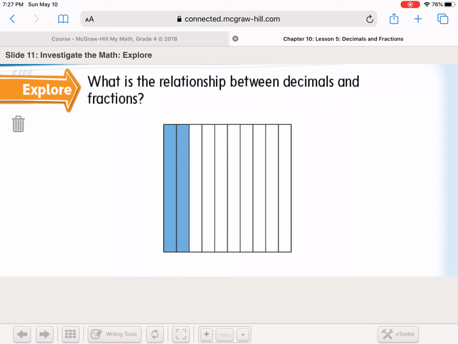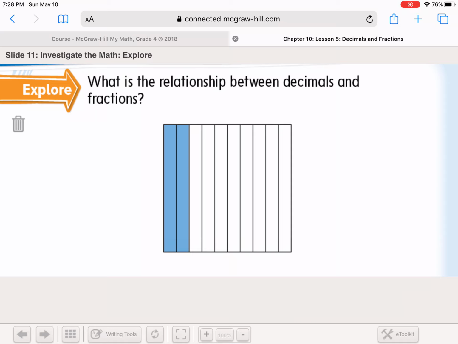What is the relationship between fractions and decimals? Well, fractions and decimals are both part of a whole. They're not a whole thing. Just like change is not a whole dollar unless you have 4 quarters or 10 dimes or 100 pennies. That's a whole, okay? 100 out of 100, 10 out of 10, 4 out of 4. But fractions and decimals are both part of a whole, okay?